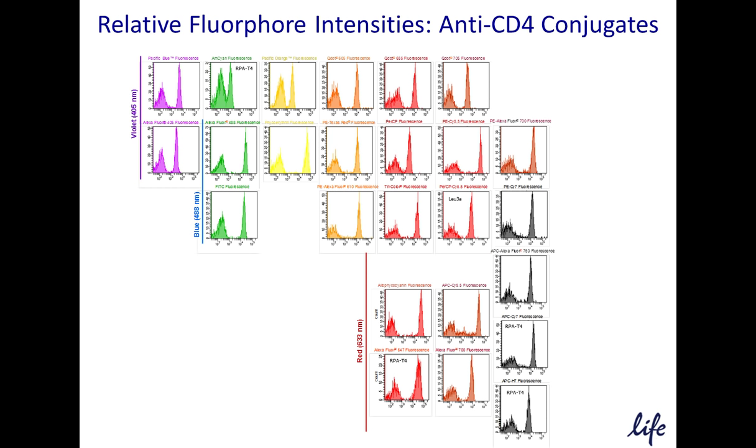Here are 25 different fluorophores, each labeled with a CD4 antibody. This comes from a study used to evaluate the performance of each fluorophore and includes organic dyes and quantum dot nanocrystals as well. You'll notice that each has a different separation of positive from negative, and this can be attributed mainly to the fluorophore used since the same target is being detected. And it shows that the relative brightness of each fluorophore is different.